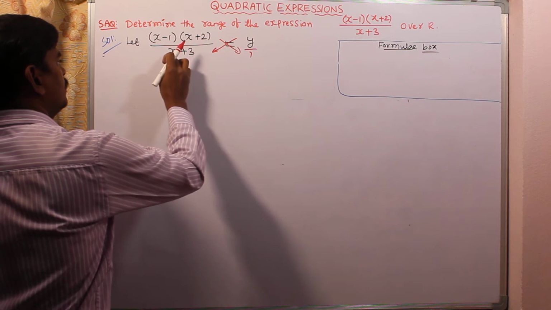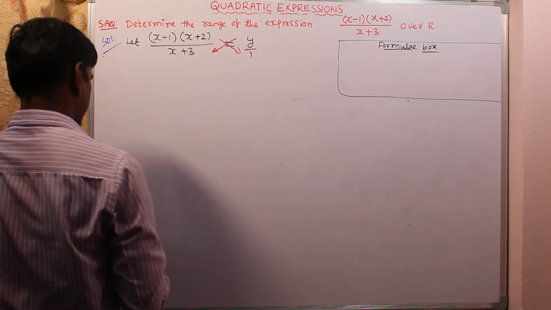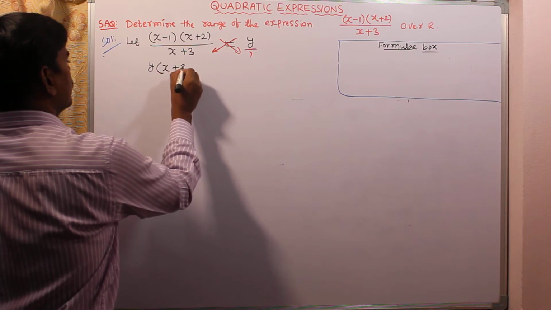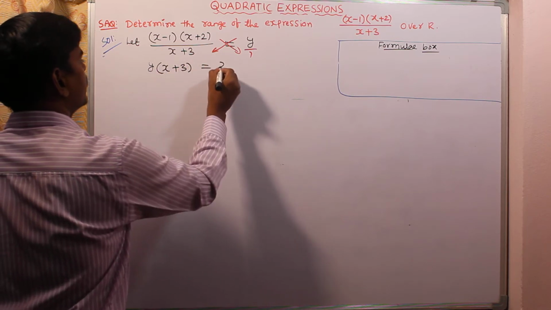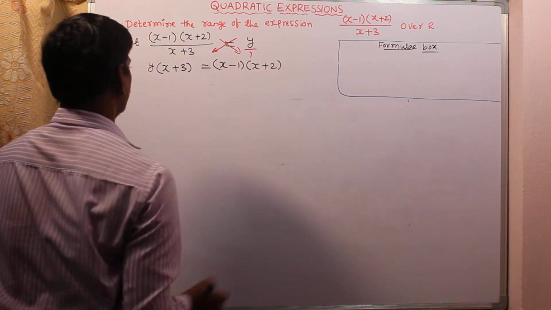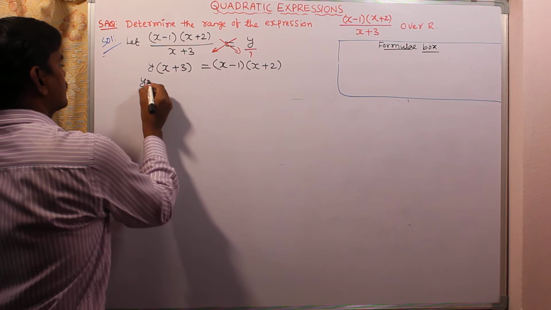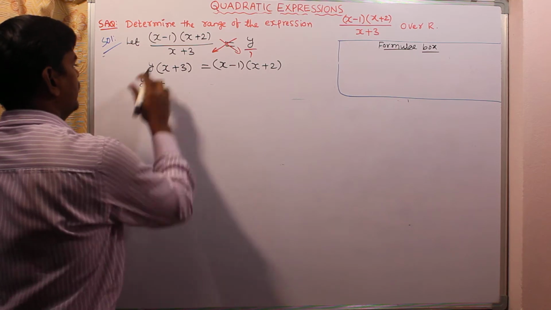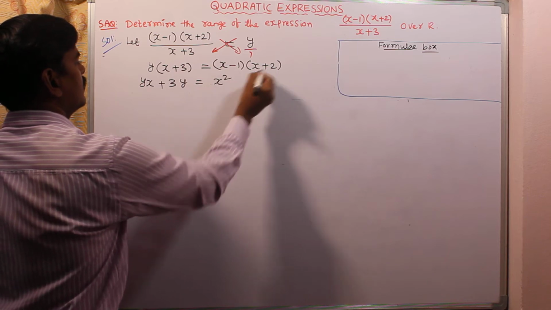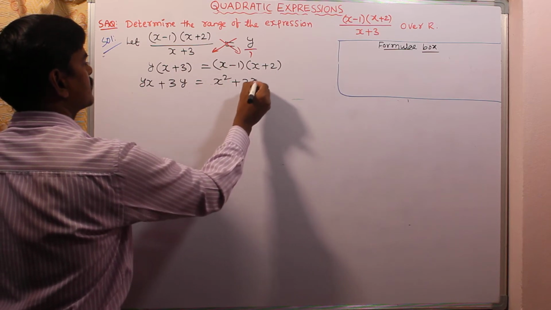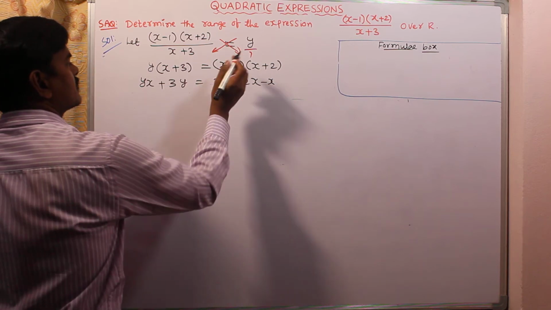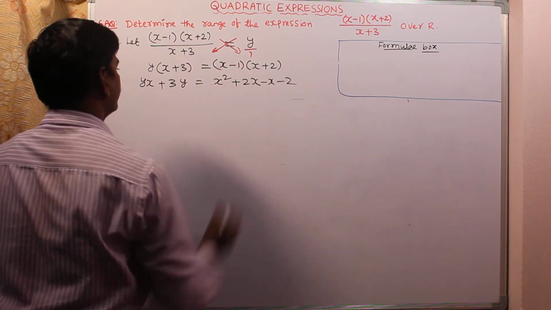So y into (x plus 3) equals (x minus 1) into (x plus 2). So yx plus 3y equals x into x, x squared, plus x into 2, 2x, minus 1 into x, minus x, minus 1 into 2, minus 2.